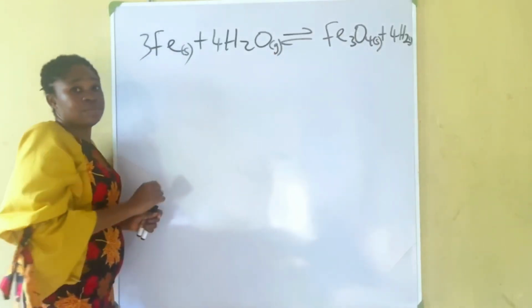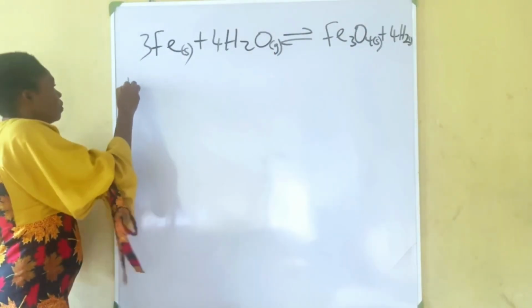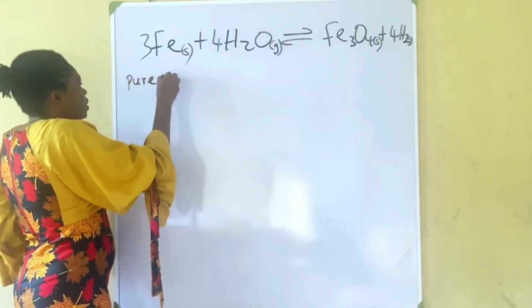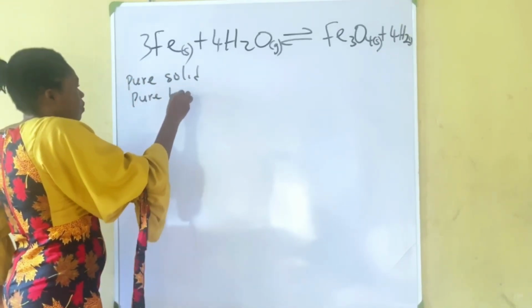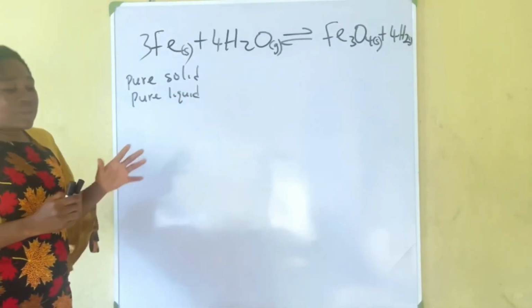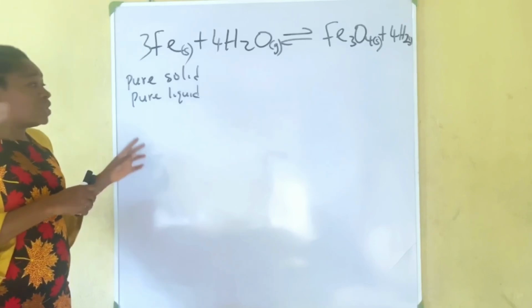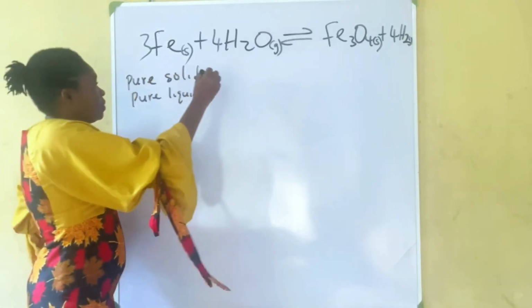The water is steam. So I want to say that pure solids and pure liquids don't appear in the equilibrium constant expression. They don't appear, so their value is taken as 1. So look at this reaction again.